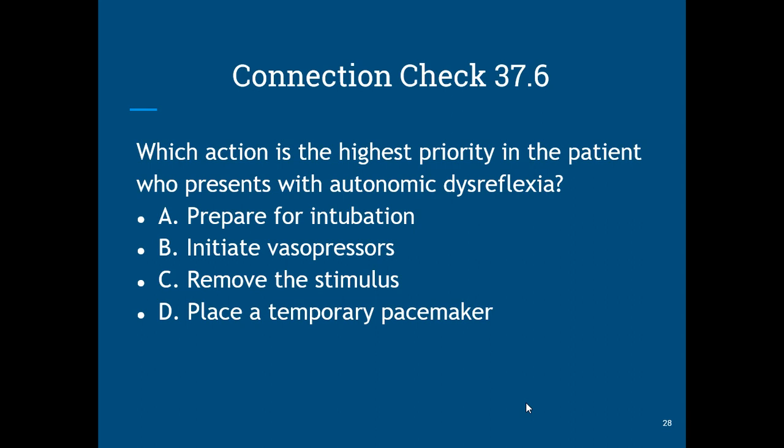Connection check. Which action is the highest priority in the patient who presents with autonomic dysreflexia? Prepare for intubation, initiate vasopressors, remove the stimulus, or place a temporary pacemaker. Go ahead and pause.